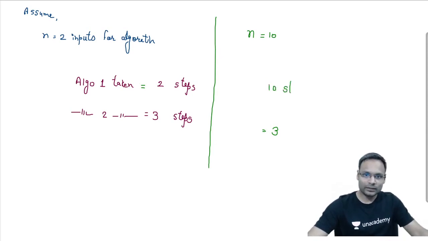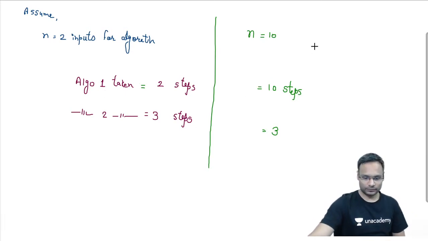Now you tell me which algorithm is taking more time and less time. Now you are saying algorithm 1 is better. No, algorithm 2 is better this time.